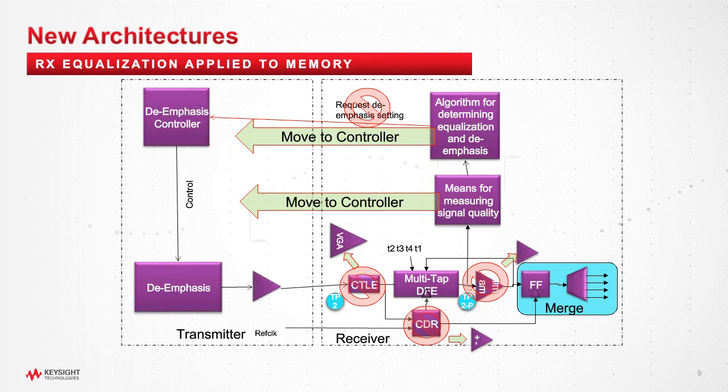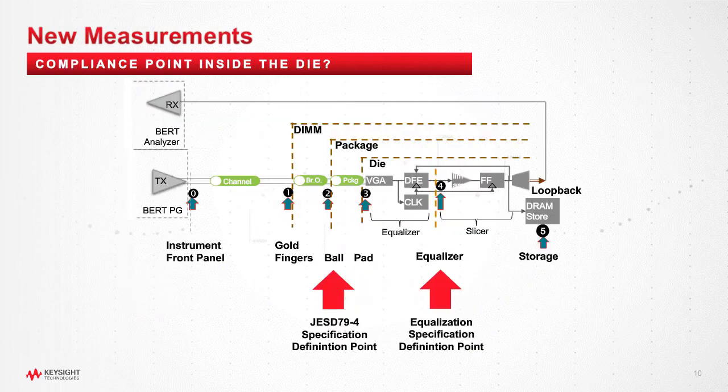So if you're going to apply this kind of technique to memory, there are those economics that you have to consider, and there are things that traditionally you would think of as living in the receiver for all the high-speed serial interfaces that now have to move out of the receiver and into the controller. Now there's another important factor when you get into this kind of equalization in the receiver: where do you actually write the spec?